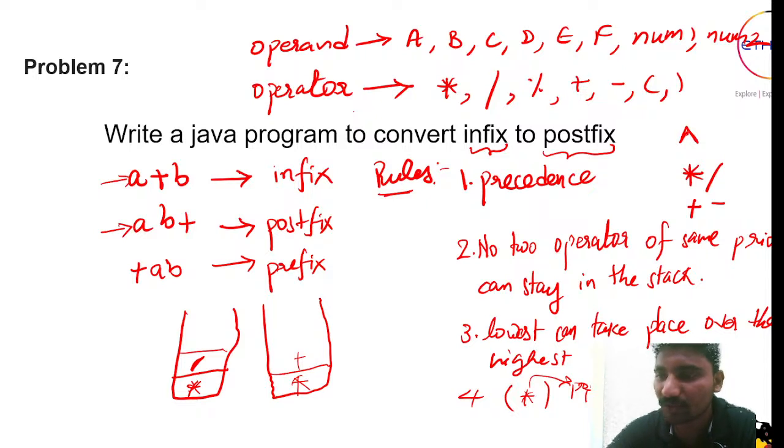So I request you to not miss this. The rules to solve this particular program: precedence is very important. You need to know the precedence of the operators. Then you need to note 3 of the rules. No two operators of the same priority should be placed in the stack, and the lowest priority cannot take place over the highest priority. And last but not least, if an operator is enclosed within parentheses, that needs to be popped from the stack. Let's go ahead and check that.